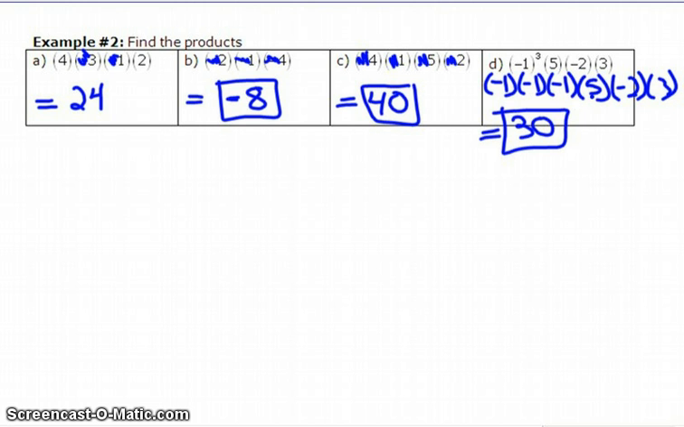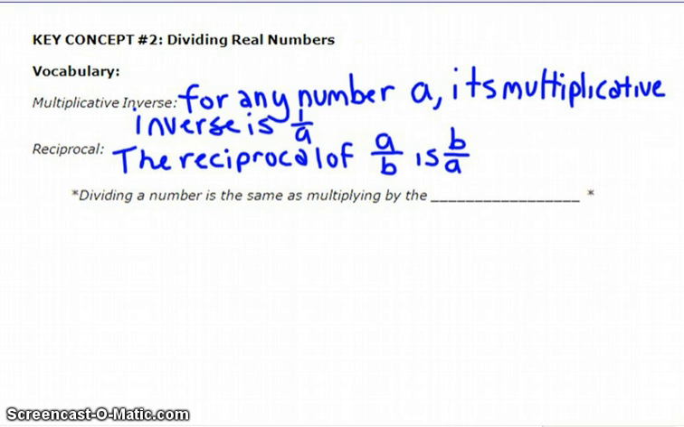That was multiplying real numbers. We also need to know how to divide real numbers. Now here's some vocabulary before we divide real numbers. First of all, multiplicative inverses. It's just saying for any number, its inverse is 1 over that number. So if you have 5, its multiplicative inverse is 1 over 5.